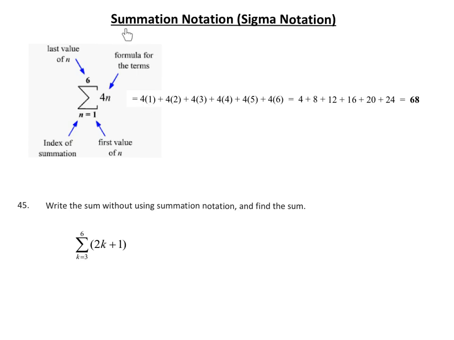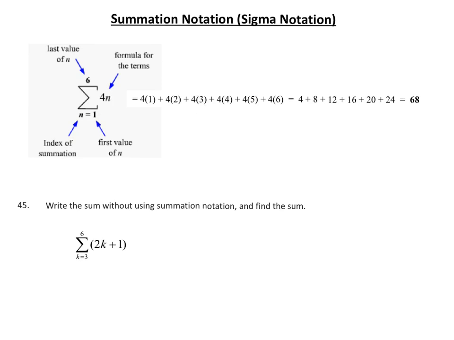Then since we want to take the sum, we're going to add to that. Now let's plug in the next consecutive integer after 1, which would be 2. So we're going to do 4 times 2, and then add to that. The next consecutive integer after 2 would be 3, so we're going to have 4 times 3. And you're going to keep going, 4 times 4, 4 times 5.